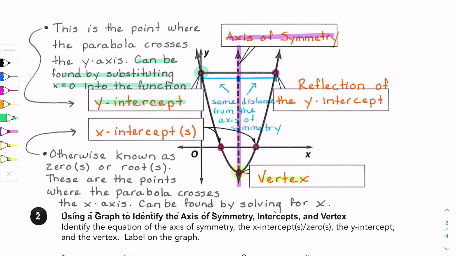Along with the y-intercept is its reflection, and the reflection is the same distance from the axis of symmetry. So let's say that the y-intercept is 2 units away from the axis of symmetry, then the reflection is 2 units in the opposite direction.